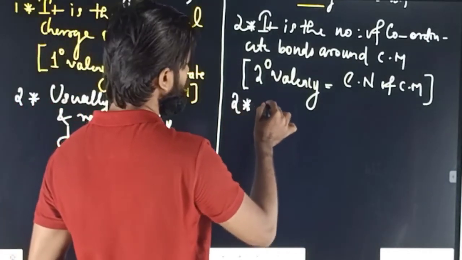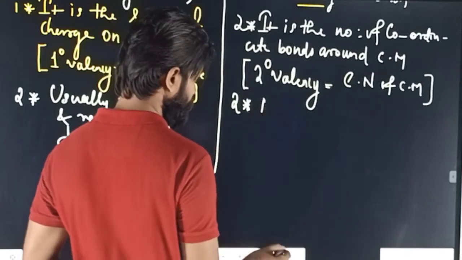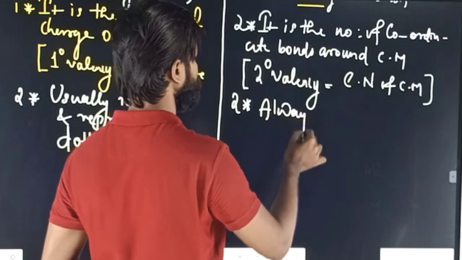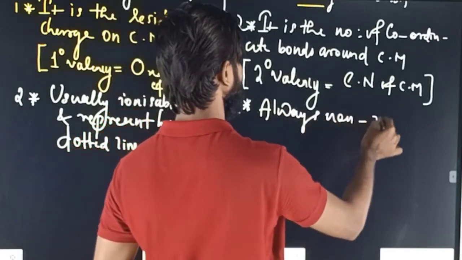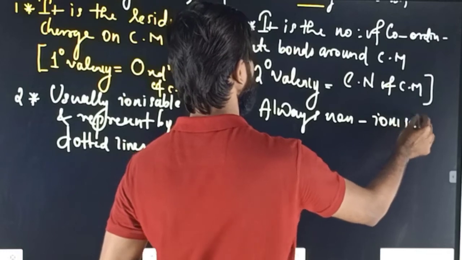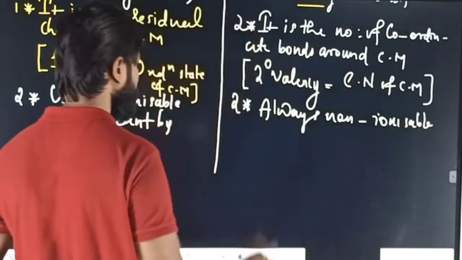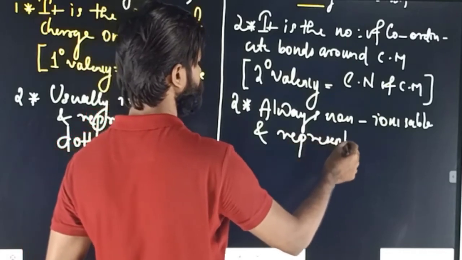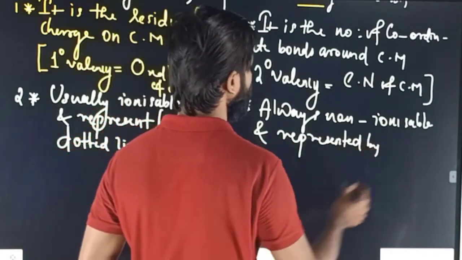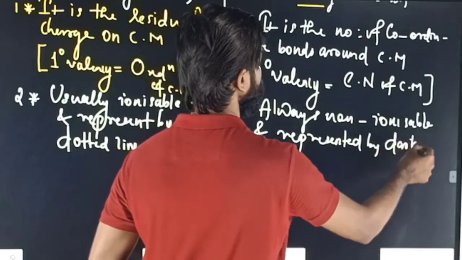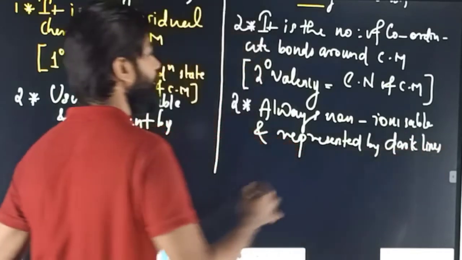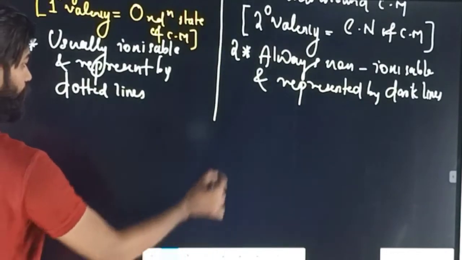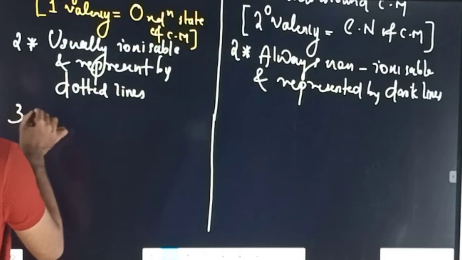And what about the secondary valency? The primary valency may or may not be ionizable, but the secondary valency is always non-ionizable, and it is represented by dark lines. Secondary valences are usually drawn as dark lines, while primary valences are drawn as dotted lines.